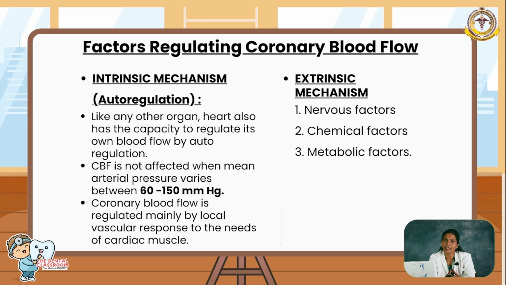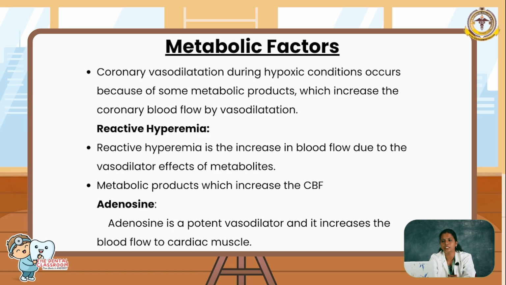So how is it managed, and what are the factors that affect the coronary blood flow? They are the need for oxygen, the metabolic factors, the coronary perfusion pressure, and lastly the nerve factors. The metabolic factors involve vasodilation during hypoxic conditions. During reactive hyperemia, what is reactive hyperemia? It is a condition of increased blood flow due to the vasodilator effects of the metabolites. Metabolic products are involved in the increase in the coronary blood flow.